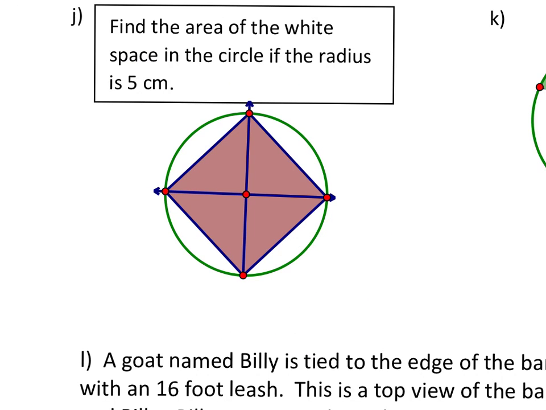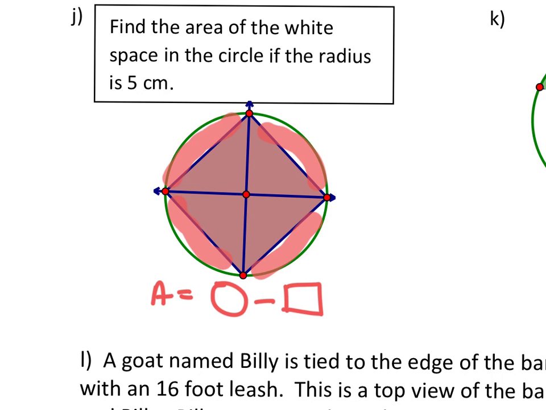This problem, finding the area of the white space in the circle if the radius is 5. So we're looking for the area of these sections right here. That's our goal. So to find that area, we can do the area of the whole circle, take away the square. Okay? And it says that the radius is 5. So that's 5 by 5.